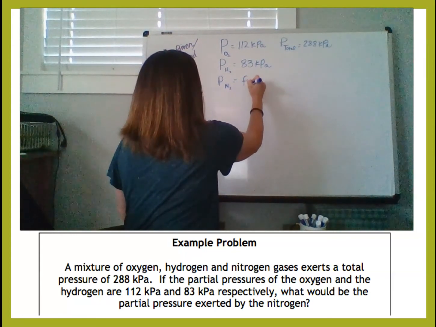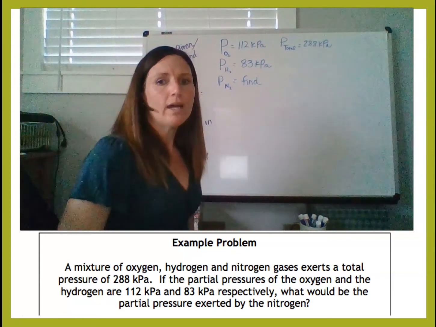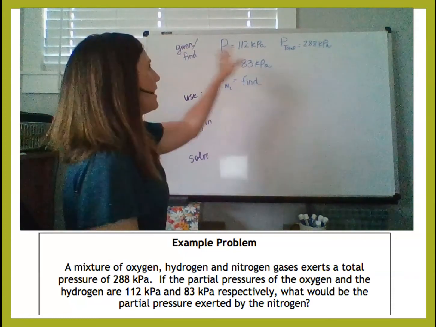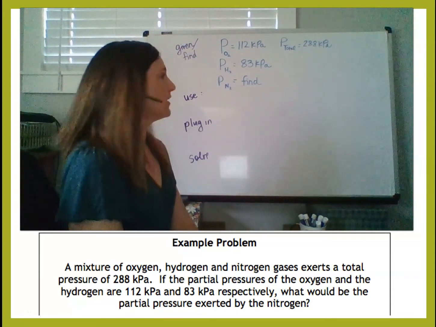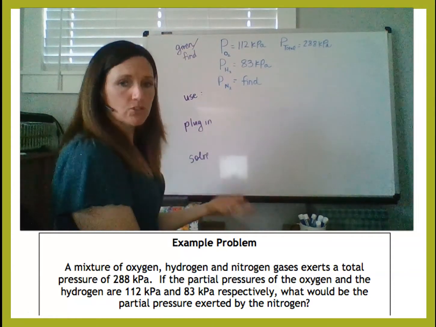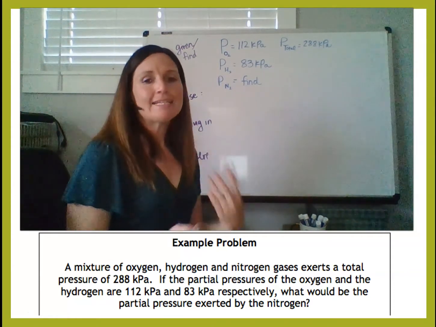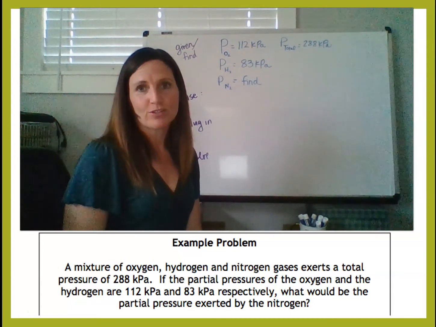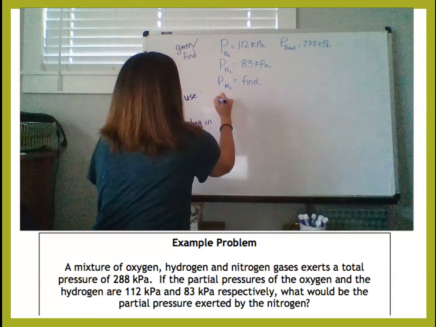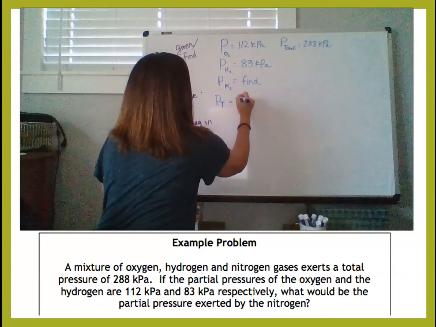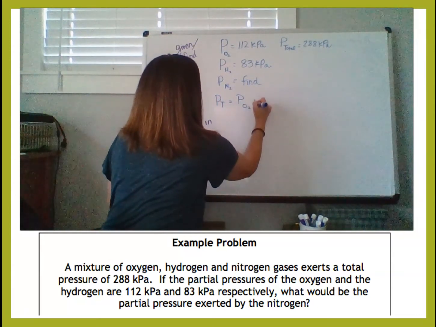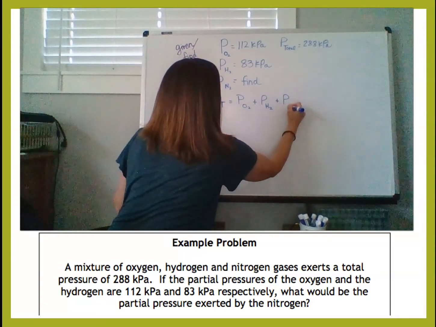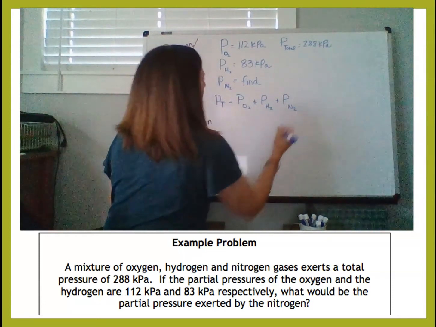And then it says, what is the partial pressure exerted by nitrogen? So we have all of our components here given in our finds. We're going to be using Dalton's law of partial pressure. Anytime you see partial pressure in the question, you know you need to do a Dalton's law problem. So P total is equal to pressure of oxygen plus the pressure of hydrogen plus the pressure of nitrogen. That's Dalton's law.